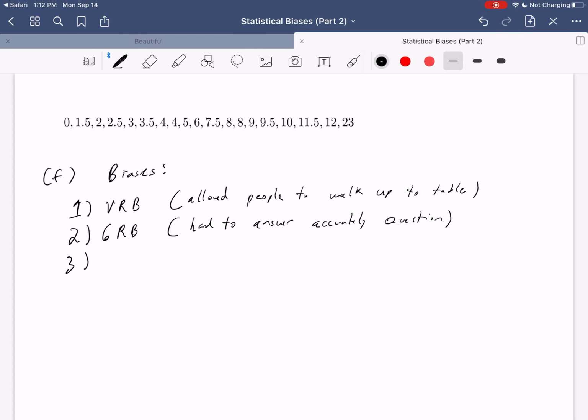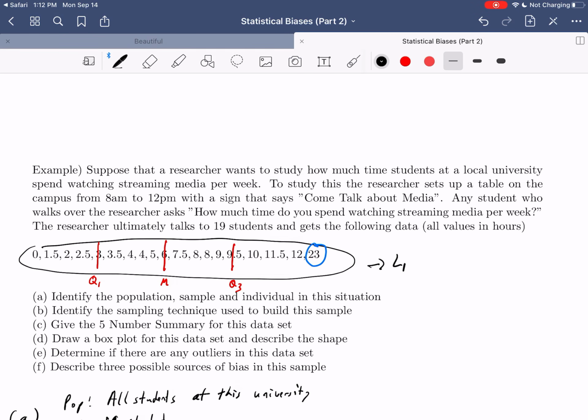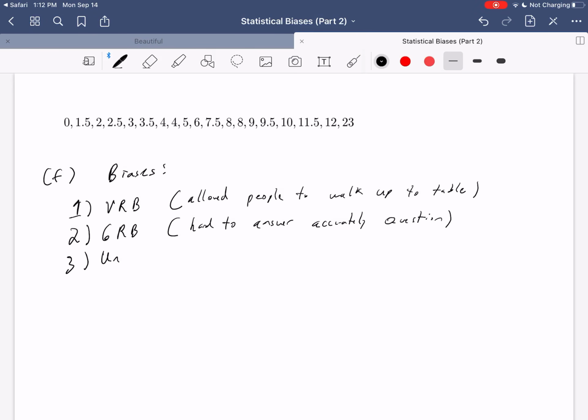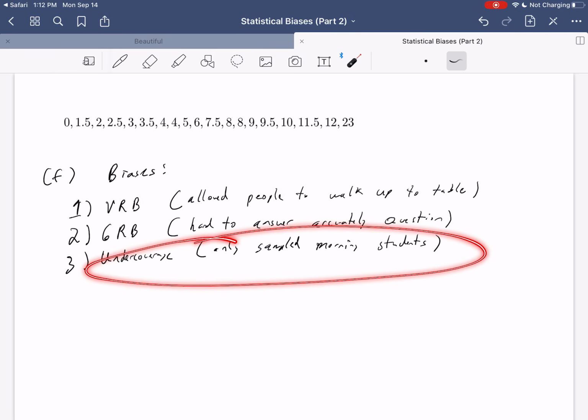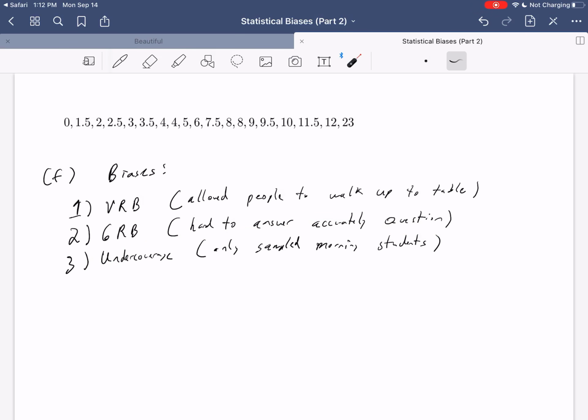The third and final form of bias here that we can maybe argue for is this information that we were only on the campus from 8 a.m. to 12 p.m. and we're trying to study everybody at this local university. That's probably going to give us a limited slice of the population. So we could also probably argue for undercoverage here, right? We only sampled morning students here. Now, maybe morning students have different habits about streaming media than students in the afternoon or evening. We don't really know, but we'd be a little bit concerned because we only sampled students from the very specific morning time from this university.